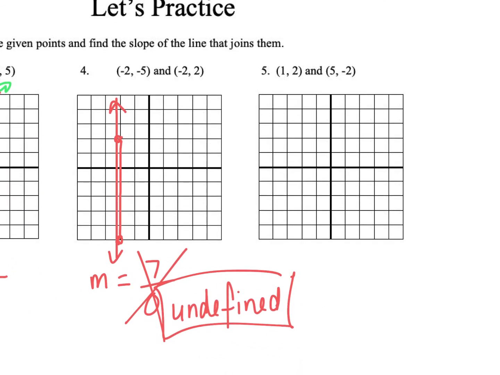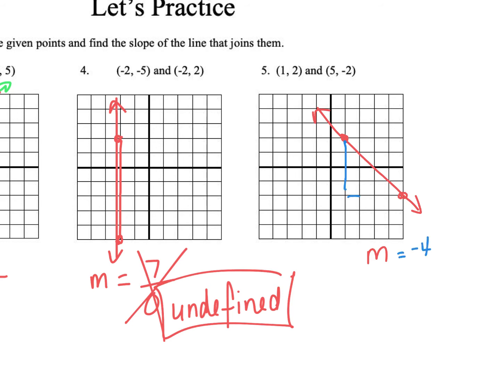And number 5 here, plot your points, 1, 2, and 5, negative 2. All right, I would like you to count the slope of this line. So my rise is down 1, 2, 3, 4 units. So my top number is negative 4, and then I go right 1, 2, 3, 4. And this reduces to negative 1.